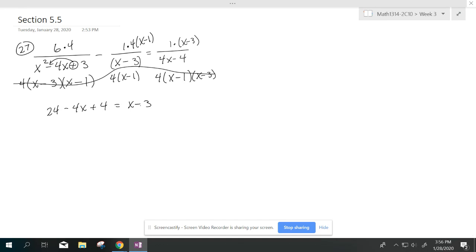And now would you like to combine like terms, or would you like to move stuff back and forth? I don't care. Combine on the fly. Okay. We can combine on the fly. 24 and 4 is 28. 28 and 3 is 31. And that's 5x. If you want to do it all on the fly, doing it on the fly.